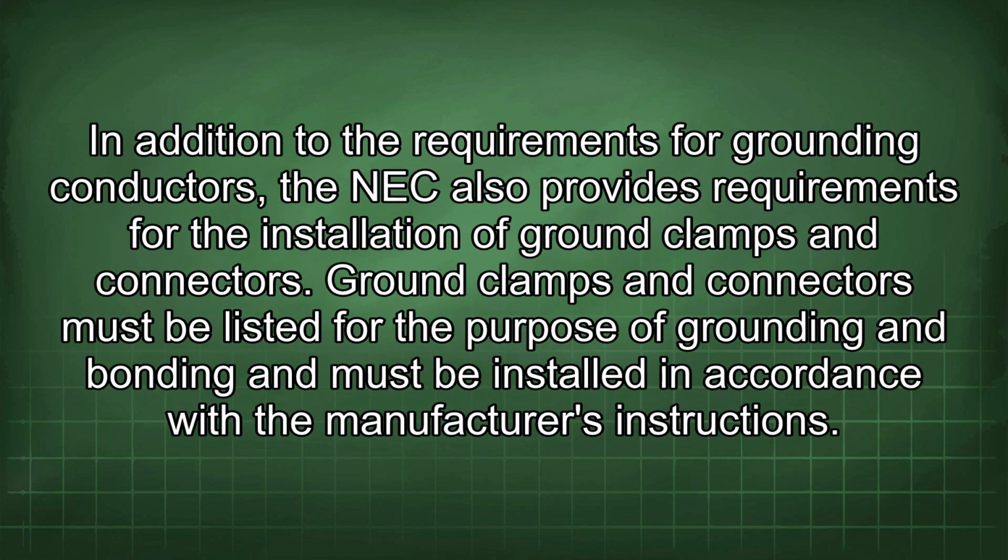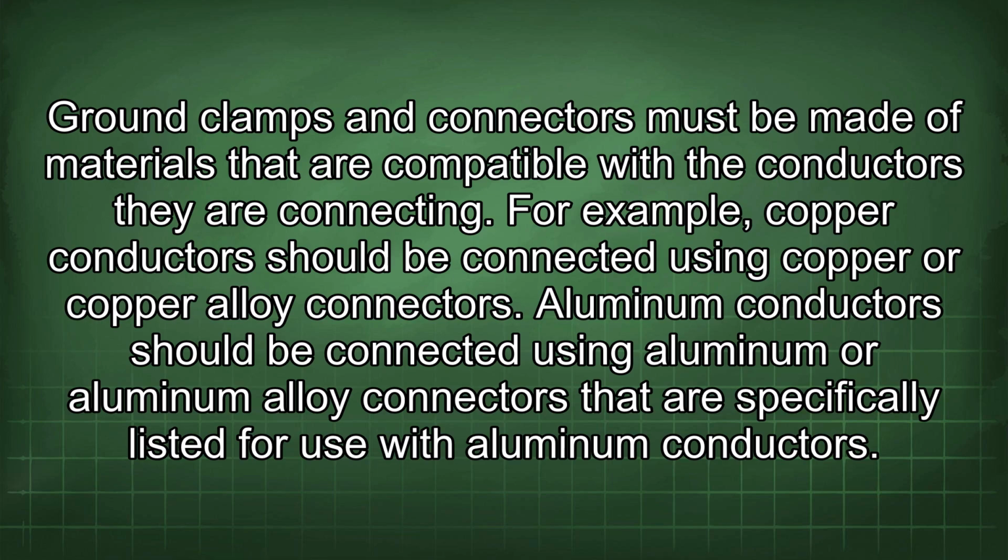a fault. In addition to the requirements for grounding conductors, the NEC also provides requirements for the installation of ground clamps and connectors. Ground clamps and connectors must be listed for the purpose of grounding and bonding and must be installed in accordance with the manufacturer's instructions. Ground clamps and connectors must be made of materials that are compatible with the conductors they are connecting. For example, copper conductors should be connected using copper or copper alloy connectors. Aluminum conductors should be connected using aluminum or aluminum alloy connectors that are specifically listed for use with aluminum conductors.